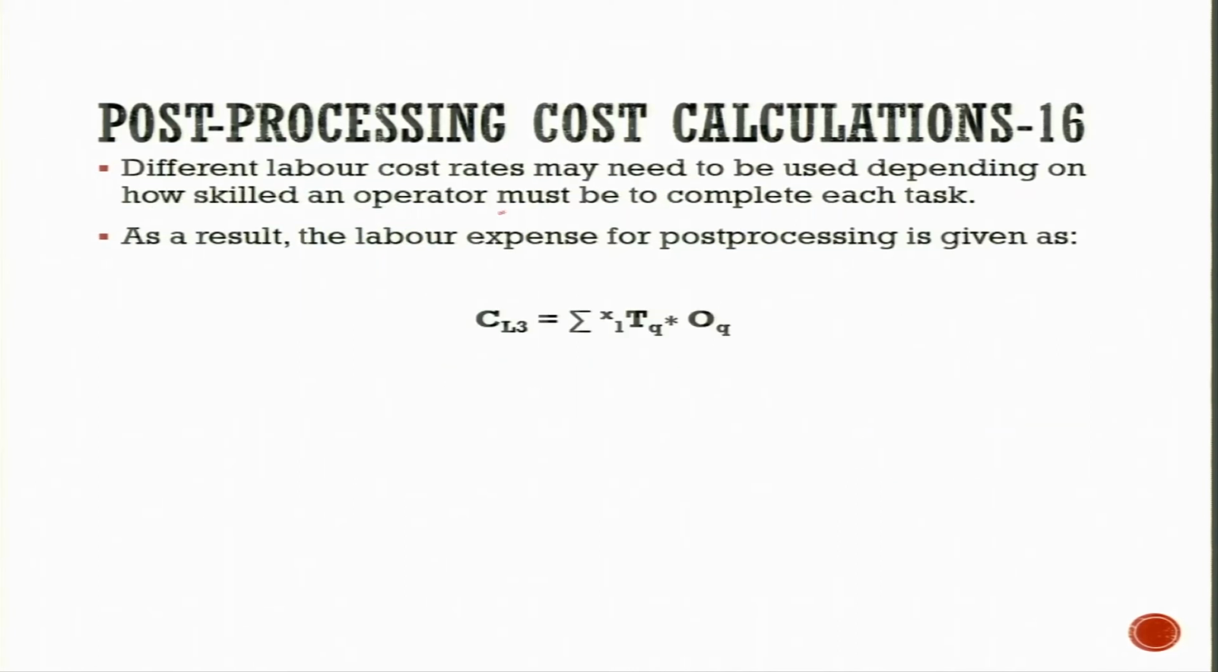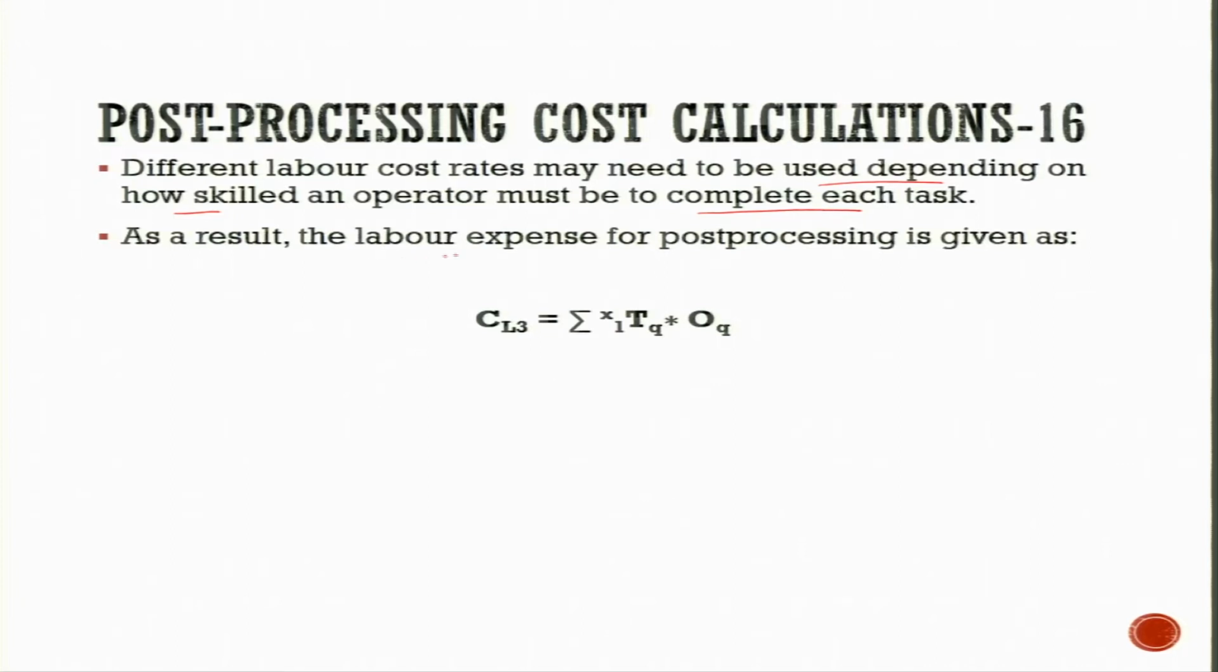Now, different labor cost rates may need to be used depending upon the skill of the operator, and it must be there to complete each task. For the post-processing, the painter who is doing it, the electroplating if it is happening, the vapor smoothing if it is happening, the machining if it is there, different kinds of processes are there, and the labor rate or the skill of the person doing this would be different. So that is how the cost of the post-processing varies here.